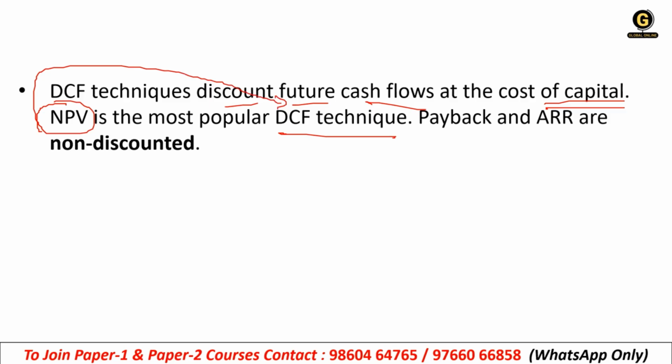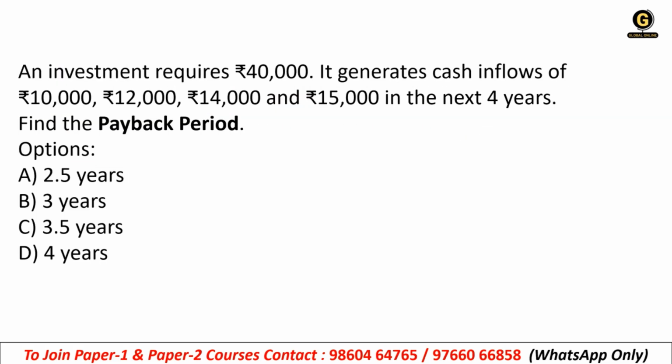Payback and ARR are not discounted techniques, so they are not considered in the DCF techniques. NPV is a kind of DCF technique, that is why it is considered a DCF. Understanding? Next, this is the calculative question.